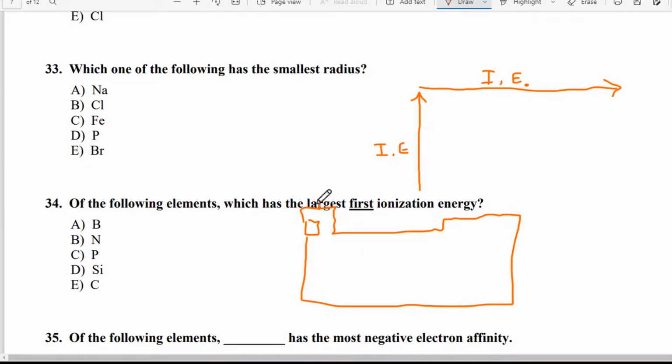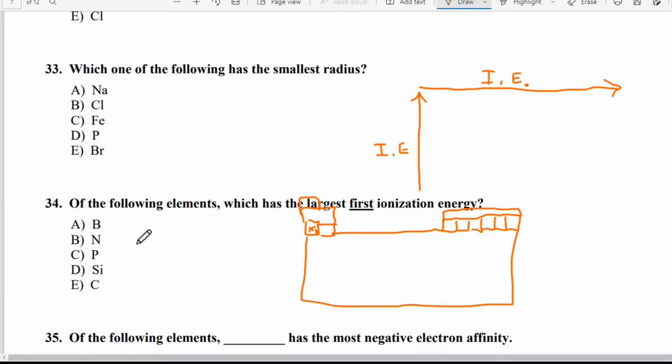Okay. Sorry. So let's say this is sodium, and then you got magnesium, and then you got aluminum. Let's give it an extra layer here. This is aluminum, silicon, phosphorus, sulfur, chlorine, and neon. Okay.